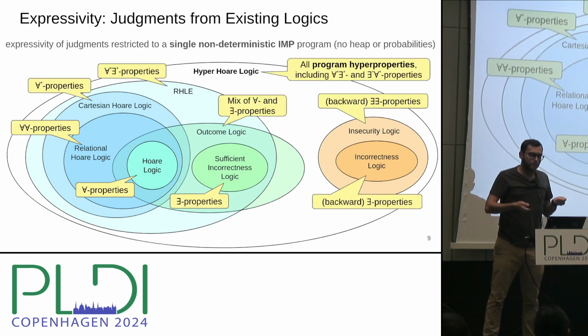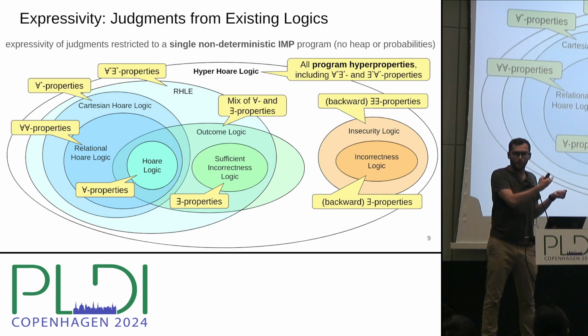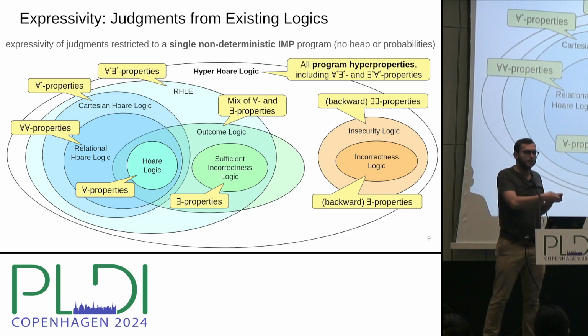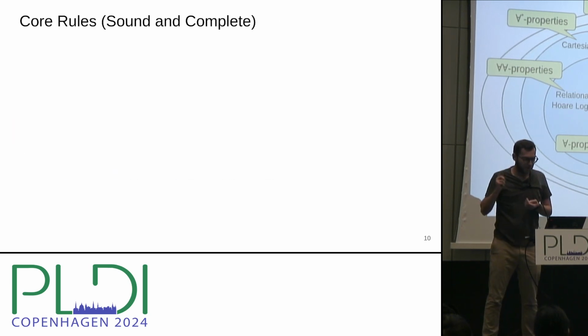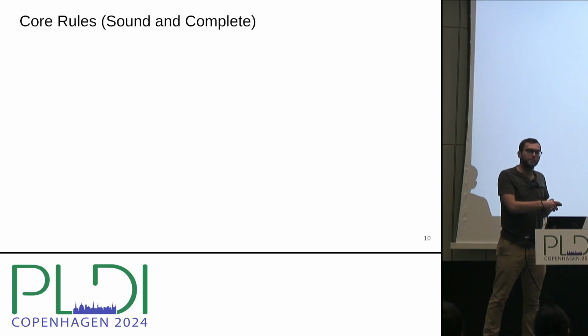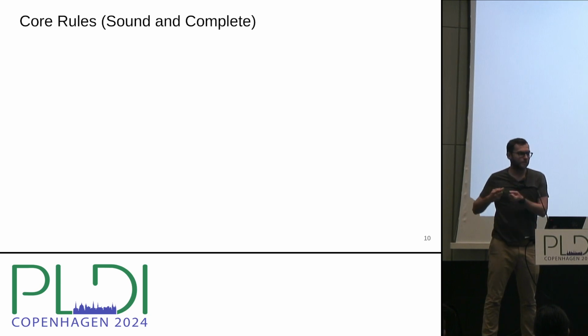And in general, we characterize the types of properties that those logics can establish, and there is more in the paper. So now that we've seen that hypertriples are really expressive, the question is how can we establish them?